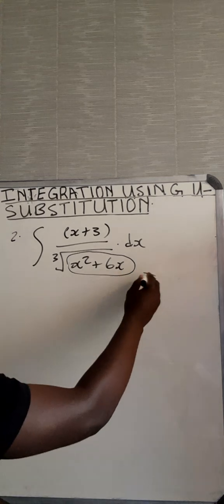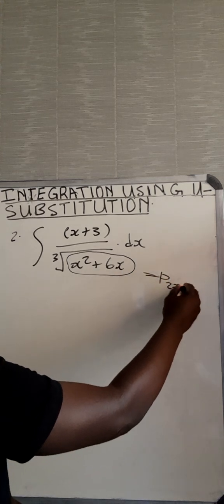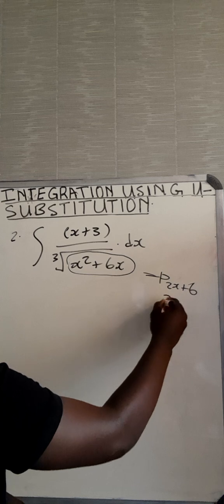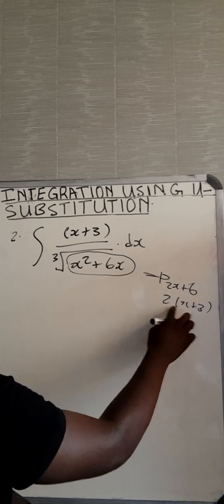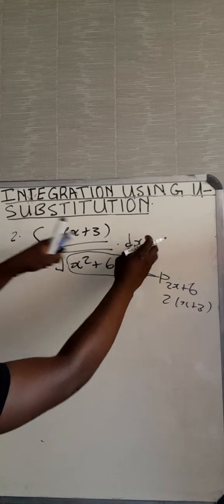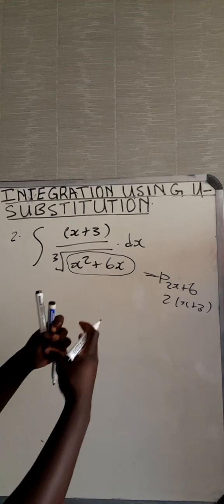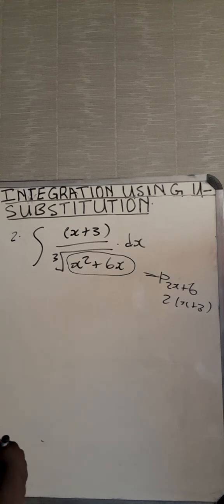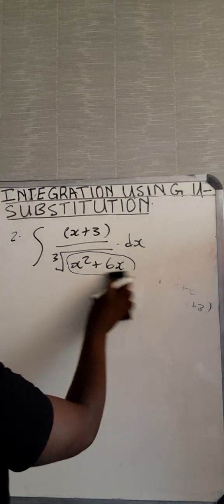What we have to do is check if we can let this be u, then when you differentiate that u, you will get 2x plus 6, where you can take out the common factor to be x plus 3. Then this x plus 3 dx can be something in terms of u. So let's do this properly.